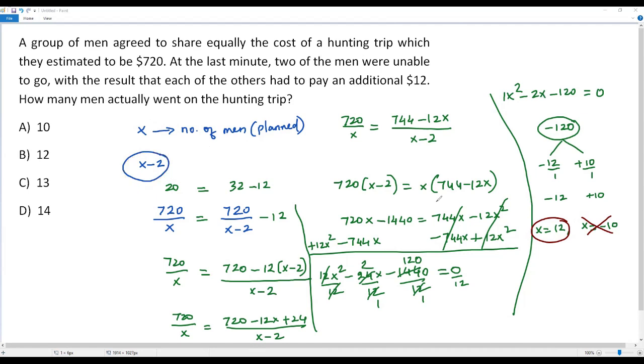So now what we have to do is plug in this value 12 for x over here. Then I'm getting 12 minus 2, that is equal to 10. So therefore 10 men actually went on the hunting trip. We find this 10 in answer choice A. The correct answer choice for this question is A.